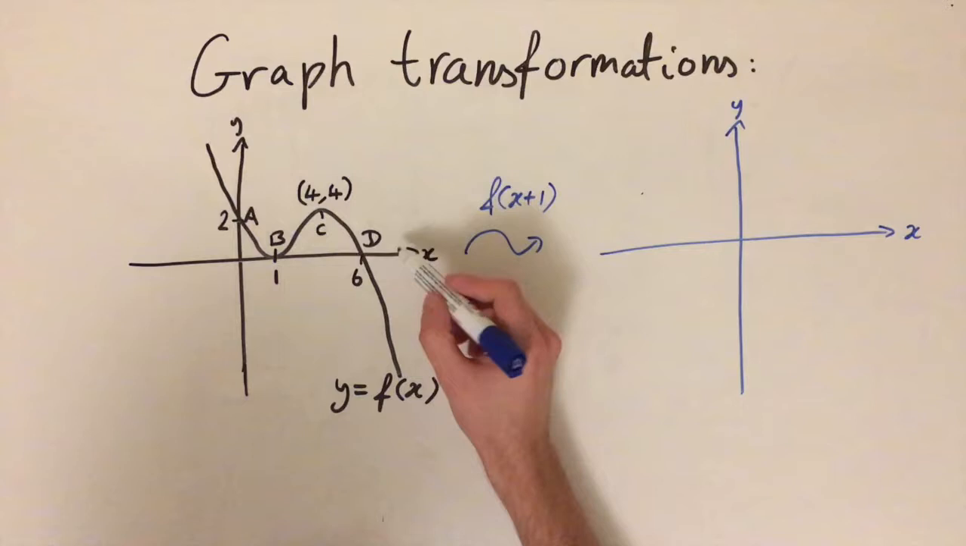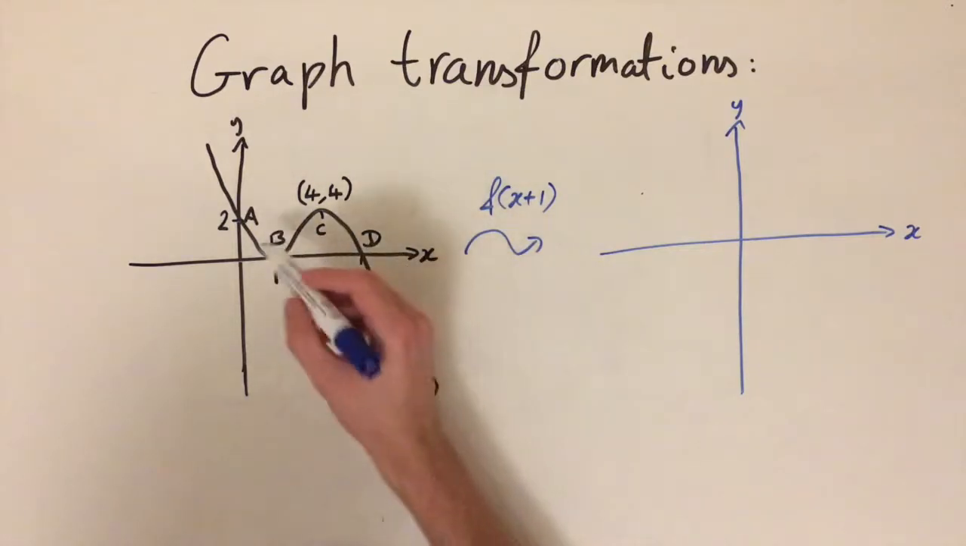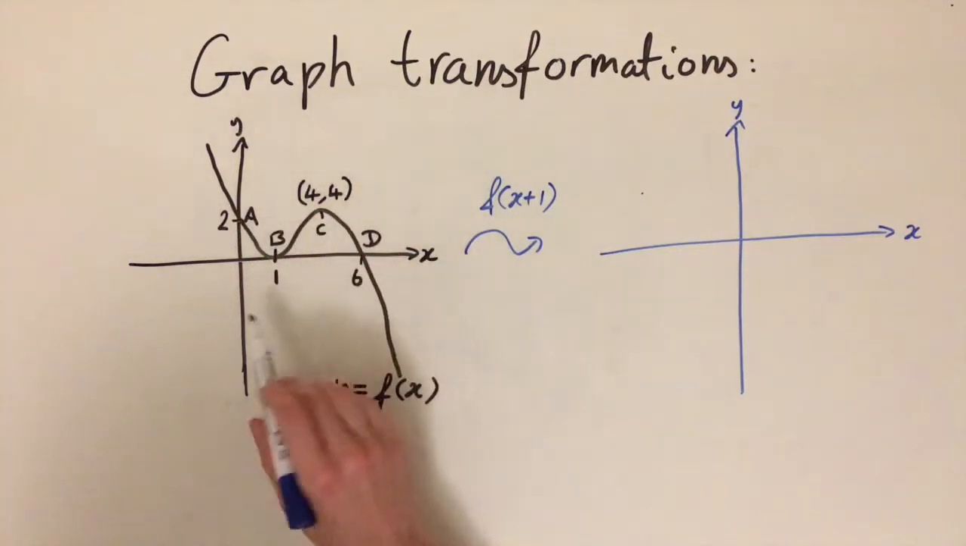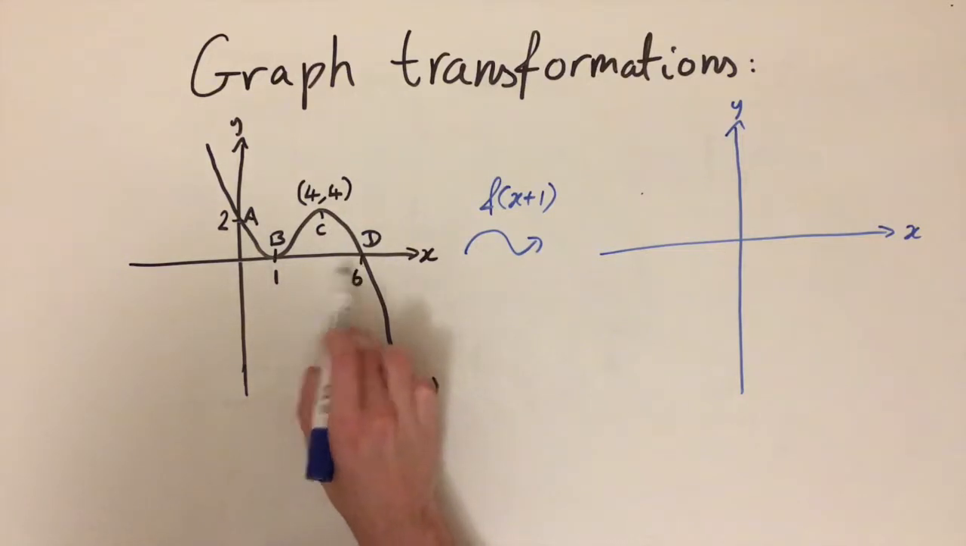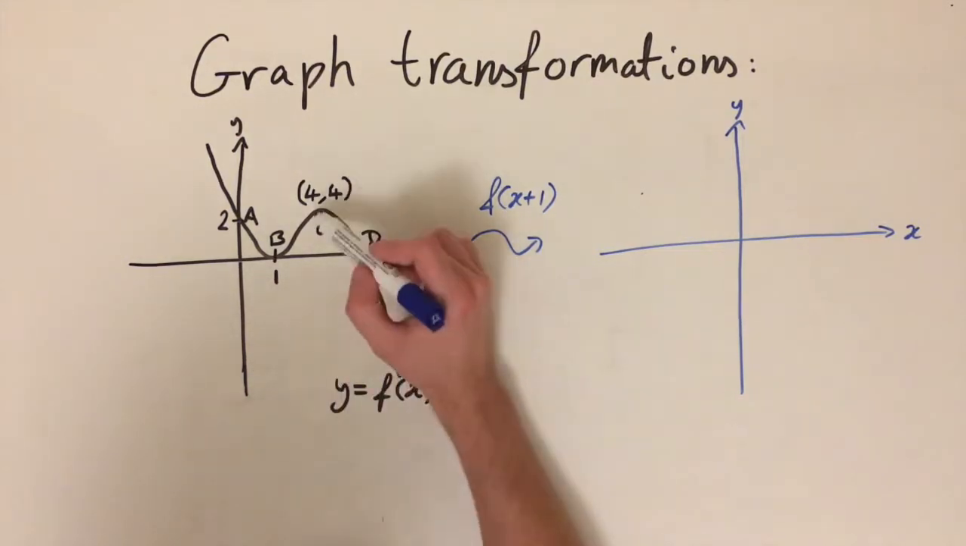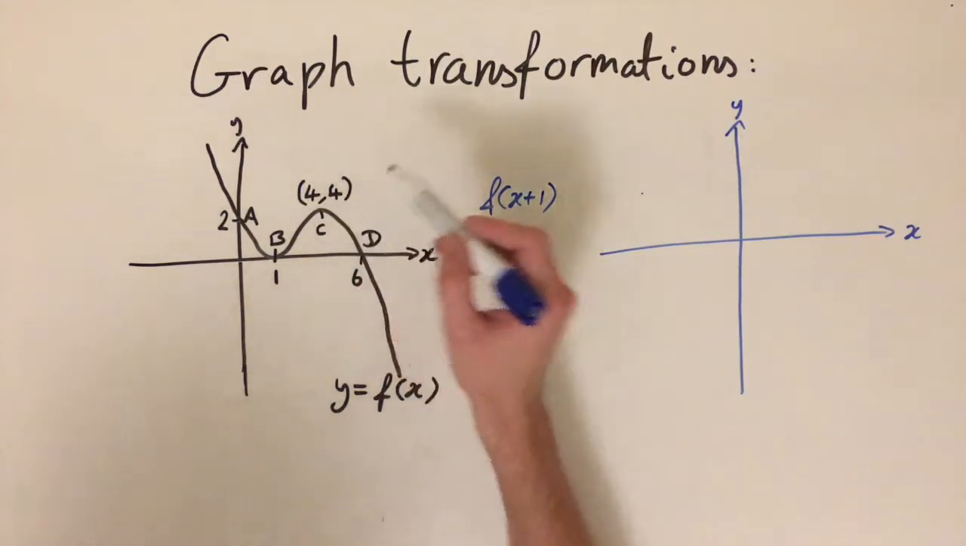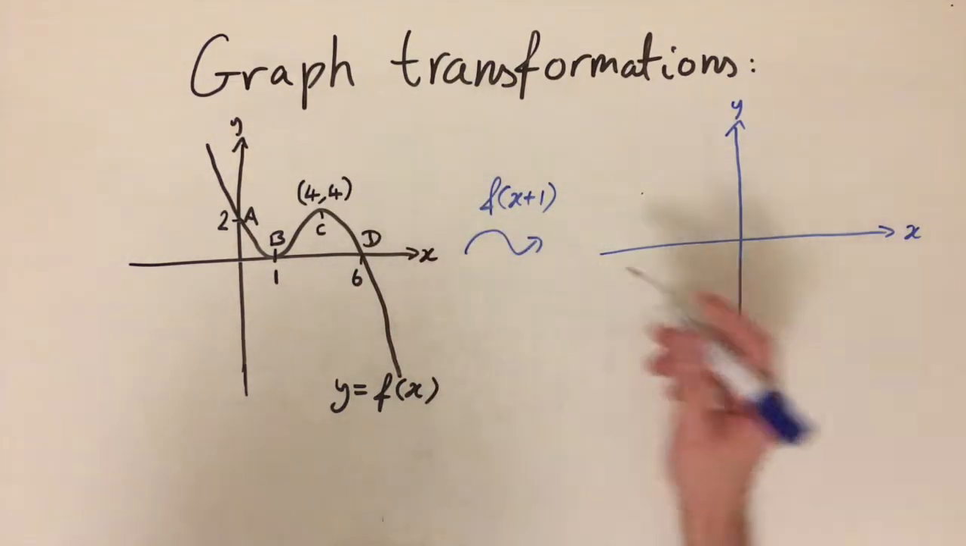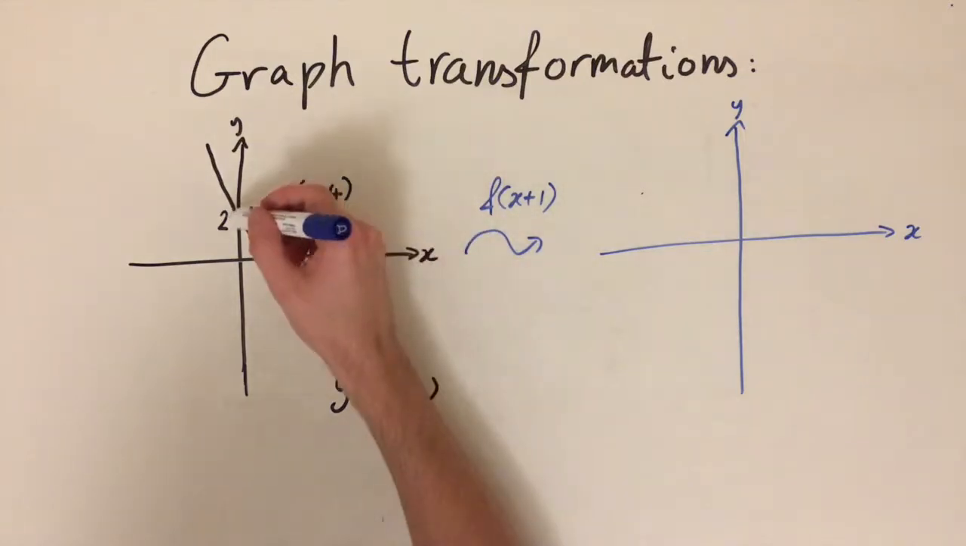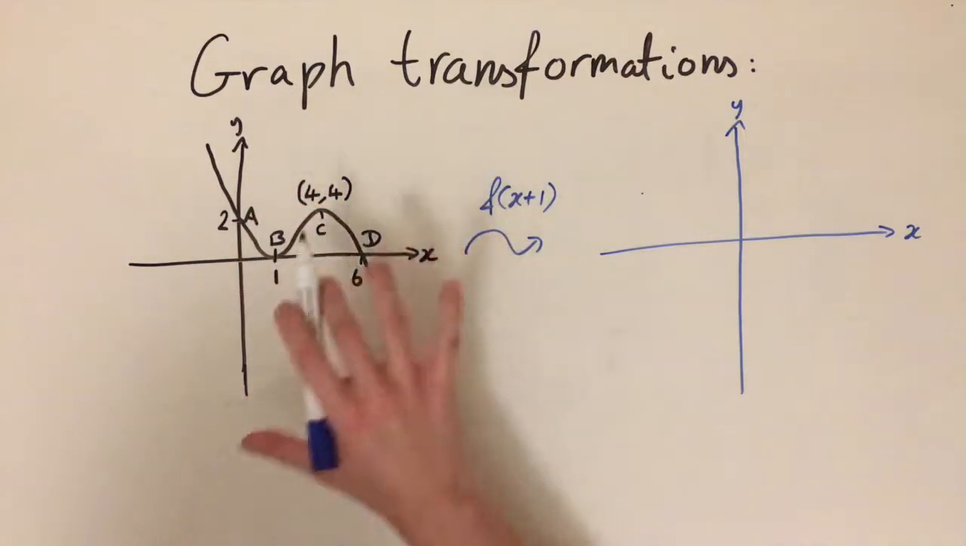and so we know 4 different points called A, B, C and D. We have that the y-intercept is 2, we have 2 x-intercepts, 1 and 6, and we also have a turning point. So this is C and this is 4, 4. We're going to look at some transformations, specifically at what happens to these points and the shape of the graph.